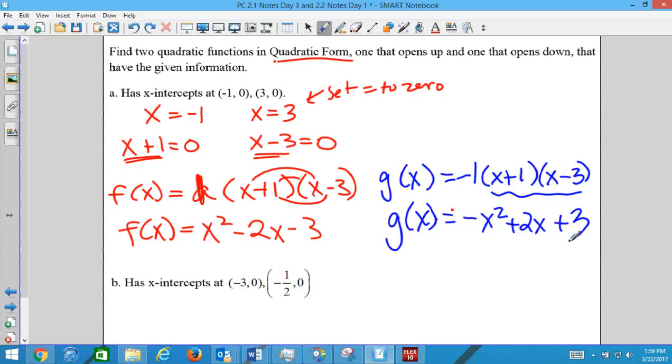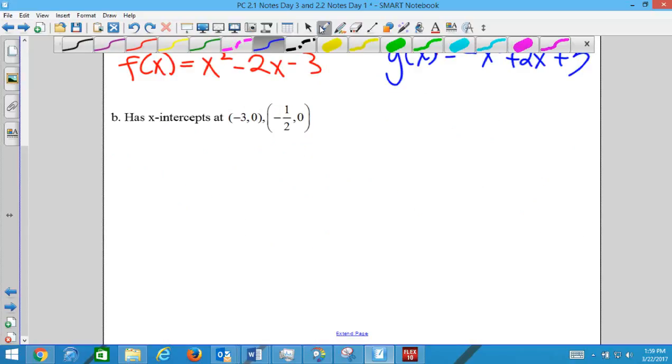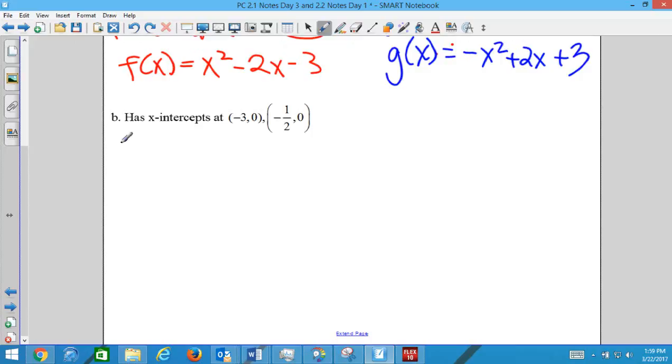Okay, we have to go through the last one, because the last one has something different in it. It has a fraction. I'm going to show you what to do if you have a fraction. Okay, last one. Same steps. We're going to set each x-intercept, x equals that number, and then make it equal to 0, except the fraction one has an extra step. So this one's going to be x minus 3 equals 0.